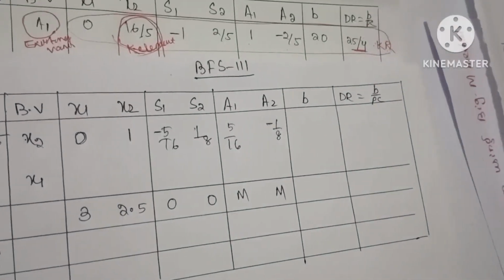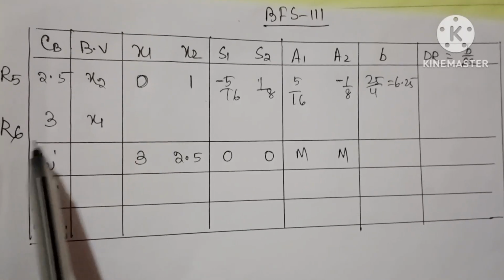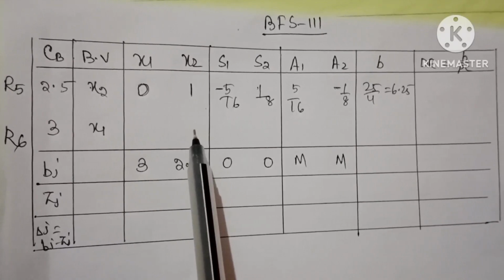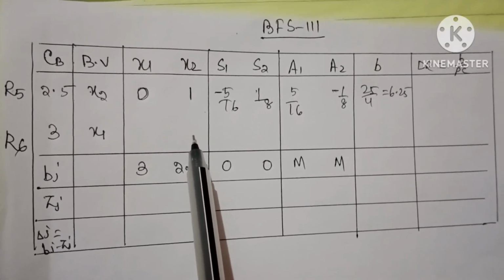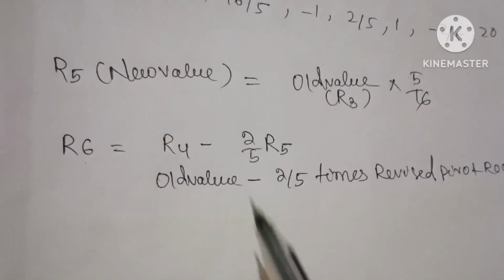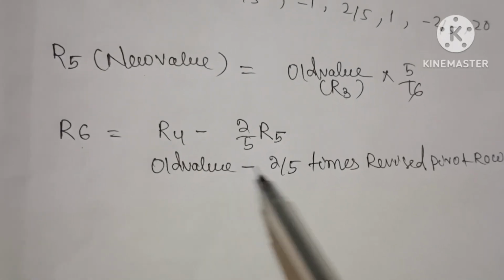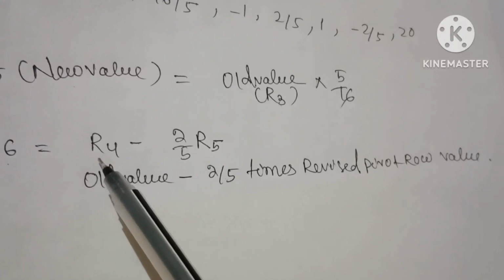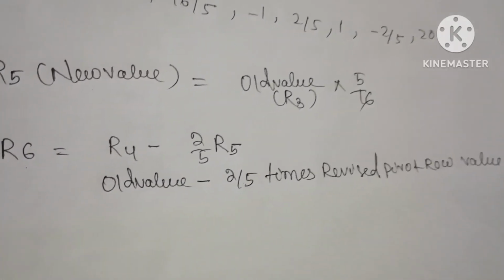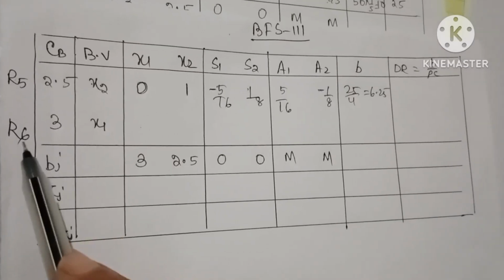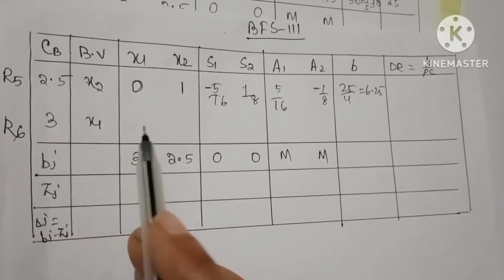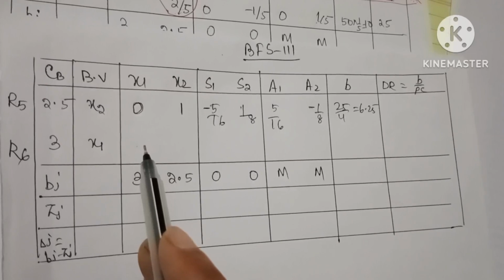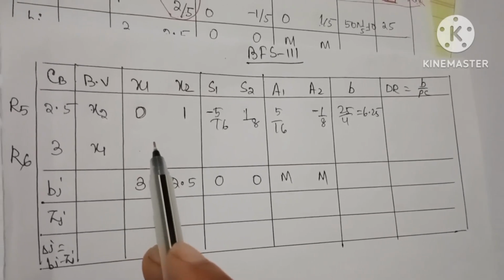Next, we will calculate the values of R6, and our objective is to make this element 0. So for that, the formula is old value minus 2.5 times revised pivot row value. That is R4 minus 2 by 5 R5. Now we'll calculate the values of row 6. The formula is row old value minus 2.5 times revised pivot row value.